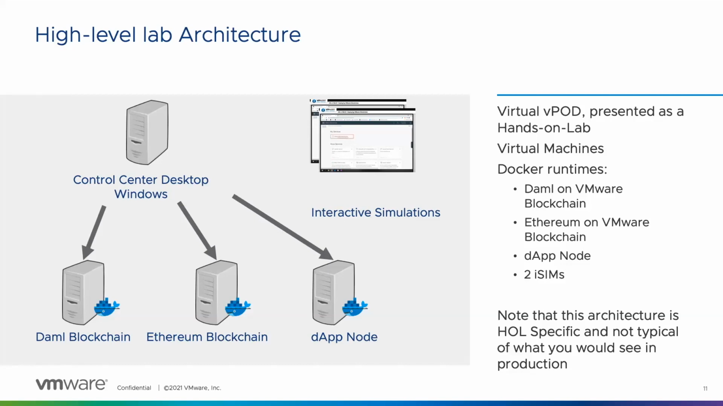It has a number of virtual machines. So, components like the control center desktop virtual machine, which provides that fundamental user interface for all of you to go there and consume these labs. Then we have a number of virtual machines hosting different implementations of VMware blockchain together with Digital Asset Modeling Language and Ethereum. So we have DAML on VMware blockchain. We also have Ethereum on VMware blockchain running in two separate virtual machines. Basically, all of these components are packaged as Docker images, Docker containers, and running within these single VMs.